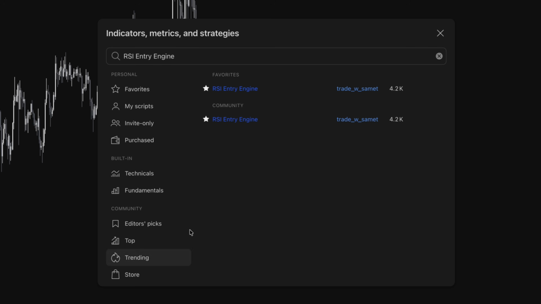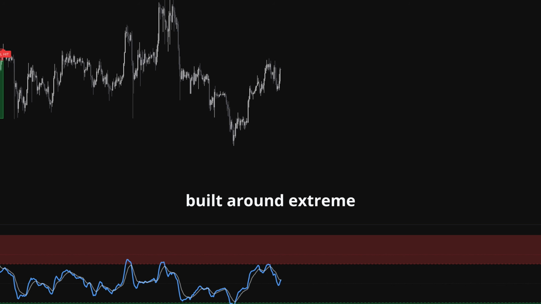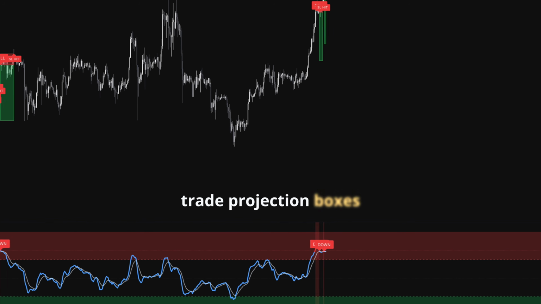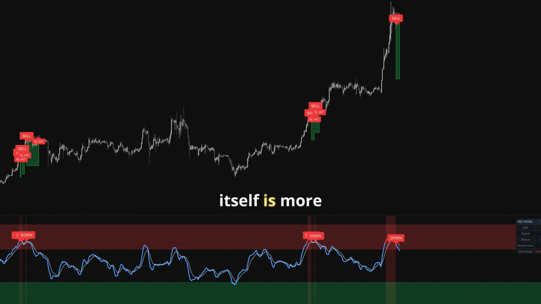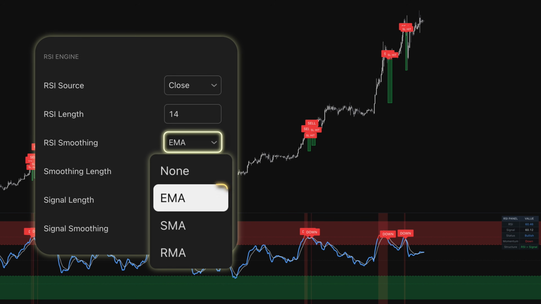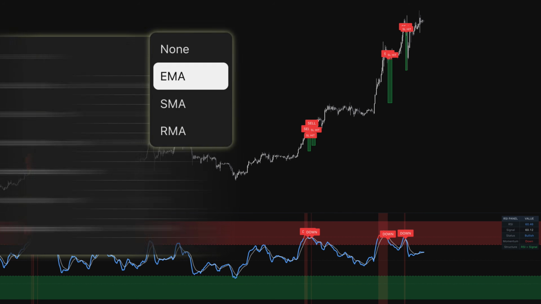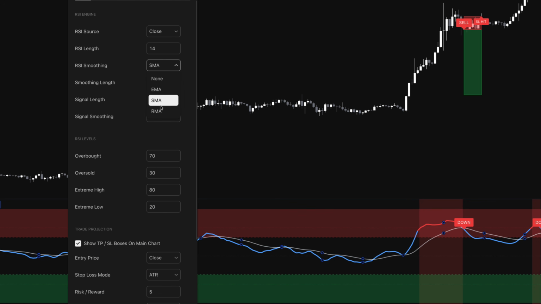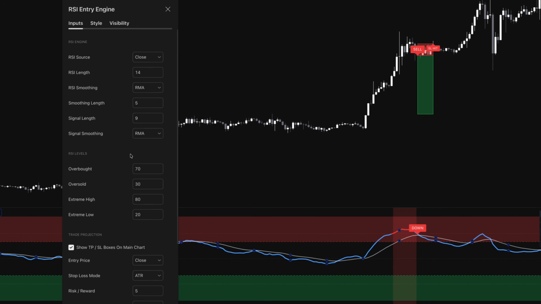The RSI entry engine, created by Tradingview, is a smoothed RSI system built around extreme zone reclaim signals, trade projection boxes, and a compact status panel. The RSI calculation itself is more flexible than a standard implementation. The raw RSI can be smoothed with an EMA, SMA, or RMA before plotting, and a separate signal line is derived from that smoothed value using the same 3 options independently. That combination gives meaningful control over how reactive or smooth the final line feels without needing a separate indicator.